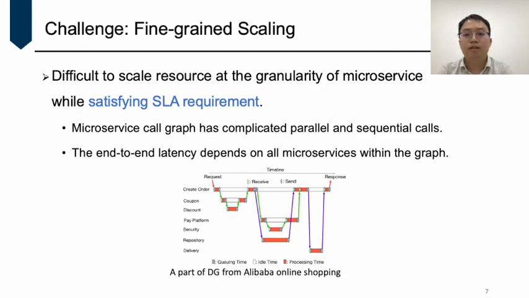First, it is difficult to scale resources at the granularity of microservices while satisfying SLA requirements. The reason is that there are parallel and sequential calls between microservices in a dependency graph. Moreover, the end-to-end latency is related to each microservice in the graph. Therefore, scaling each microservice while meeting the end-to-end latency of the dependency graph is challenging for an online service.